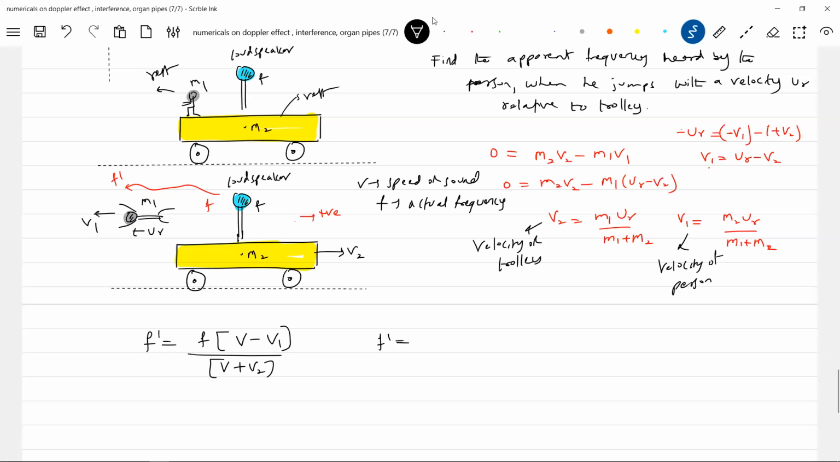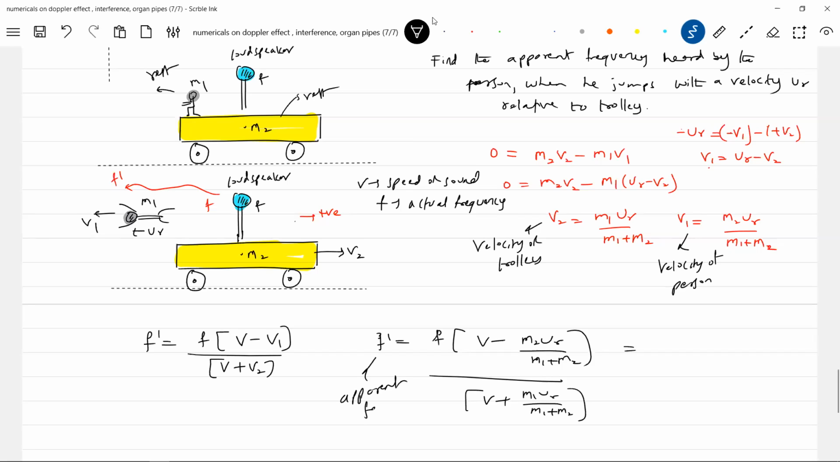So now this Doppler effect is something you can introduce wherever you want. It's not just some few set of numericals. Anywhere in physics it can be introduced, provided the source and observer are in motion. This is the apparent frequency heard by the person.